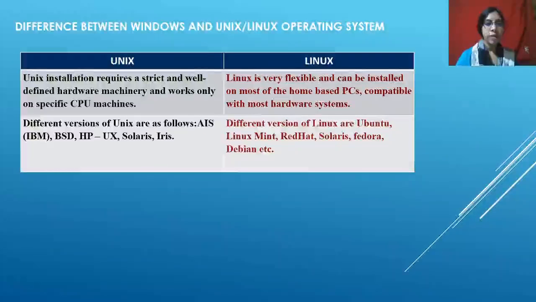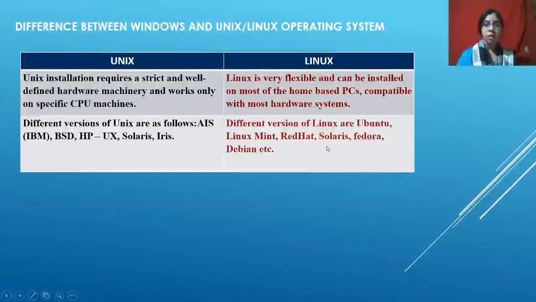Unix installation requires strict and well-defined hardware and works only on specific CPU machines. Okay. Whereas Linux is very flexible and can be installed on most home-based PCs and is compatible with most hardware systems. Okay, the different versions of Unix are like AIX, which is developed by IBM, BSD, HPUX, Solaris, and IRIX. And different versions of Linux are Ubuntu, Linux Mint, Red Hat, Solaris, Fedora, and Debian, etc.